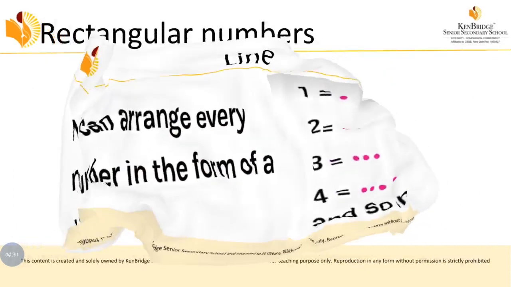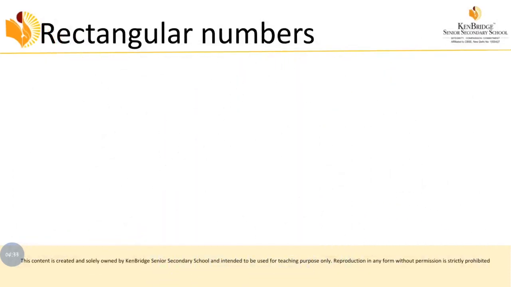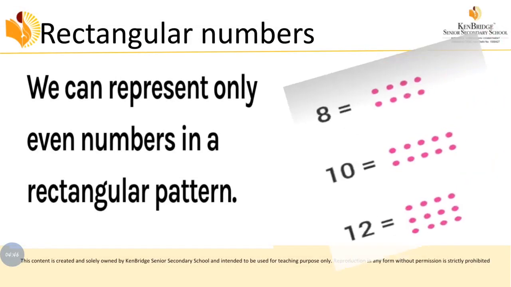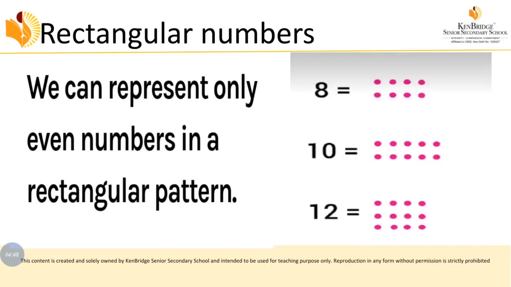So let's move on to the next one, rectangular numbers. Rectangular number, in the sense, we can represent only even numbers in a rectangular pattern. Already you know about the even numbers, I hope so. So what is meant by even numbers? For example, 2, 4, 6, 8, 10, 12 and so on. These are called even numbers. So even numbers can be represented as a rectangular pattern. So all the even numbers can be represented as rectangular numbers.